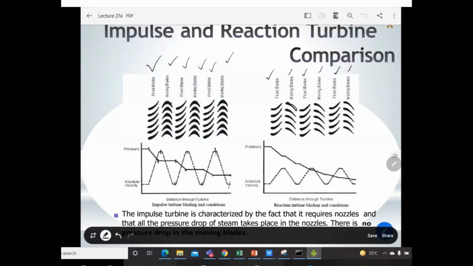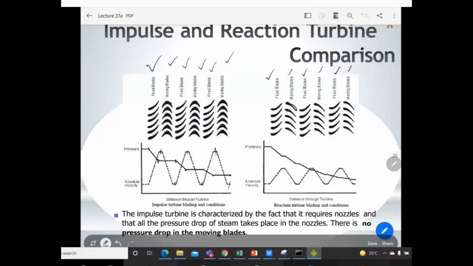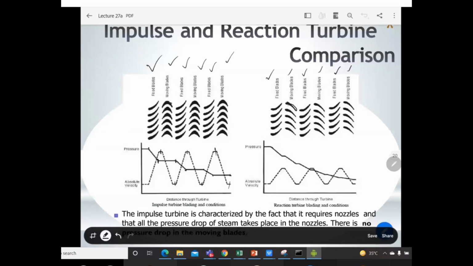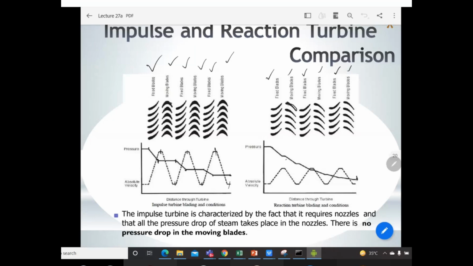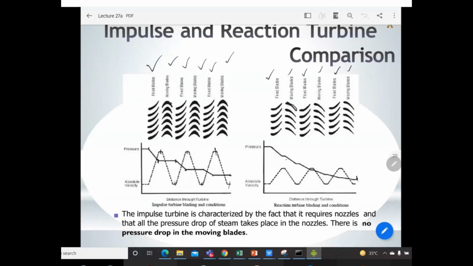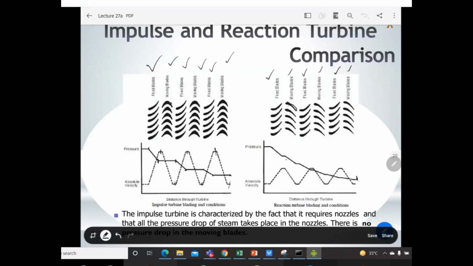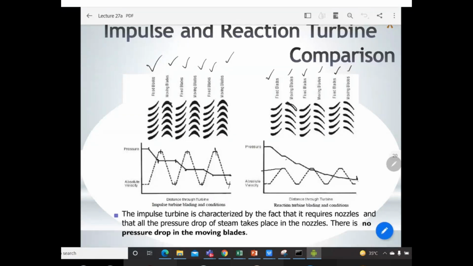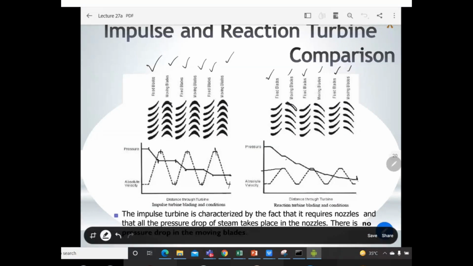If we compare the impulse turbine diagram with the reaction turbine diagram, we can notice that the pressure gradually decreases as it moves from the fixed blade section, then the moving blade section, and then again until it reaches the end of the stage. It gradually decreases. If we compare the absolute velocity, the graph is almost the same, but you can notice that the absolute velocity is very small in the case of the reaction turbine, and the absolute velocity is high in the case of the impulse turbine. So this is also one important point.